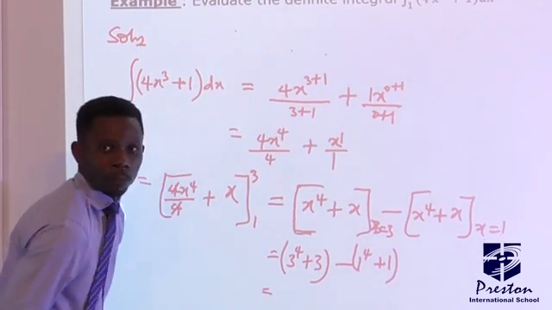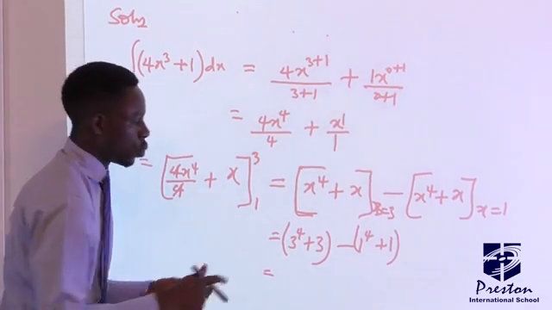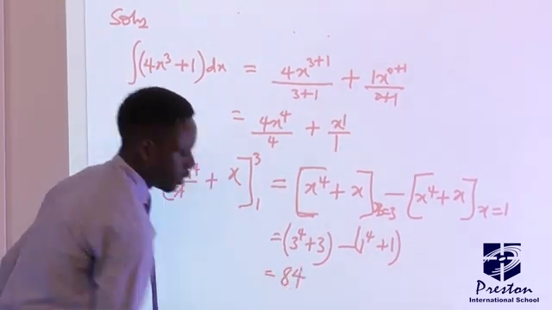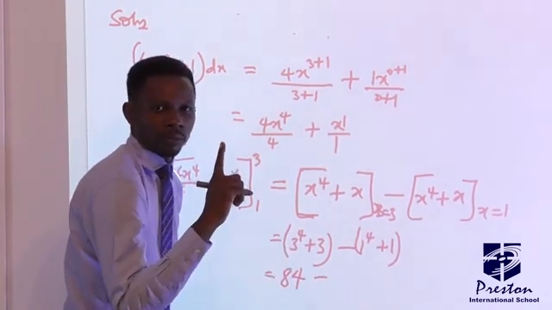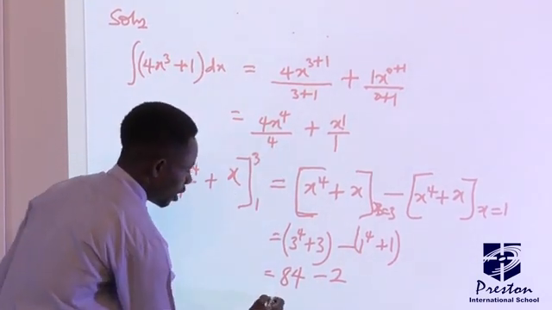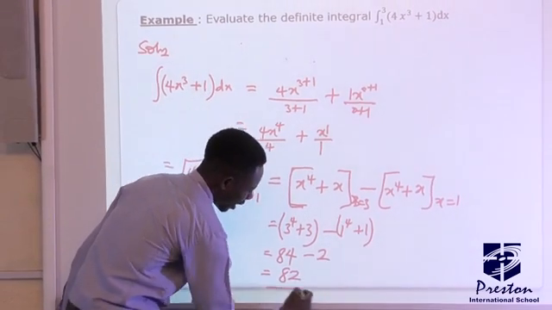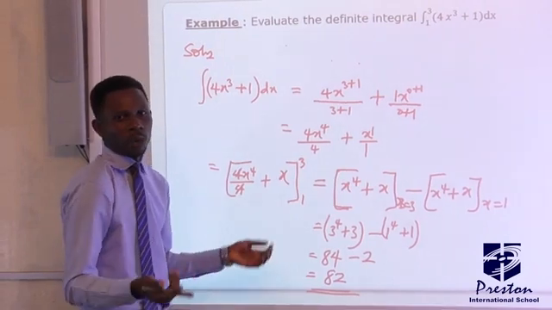So we have this one: 3 raised to power 4 should give us 3 times 3, 9, times 3, 27, times 3, 81. Then 81 plus 3 should give us 84. Minus 1 raised to power 4, which is 1, plus 1, will give us 2. So we have 84 minus 2. And finally, 84 minus 2 will give us 82. I believe this is so simple and straightforward. Just a few steps and you are done.